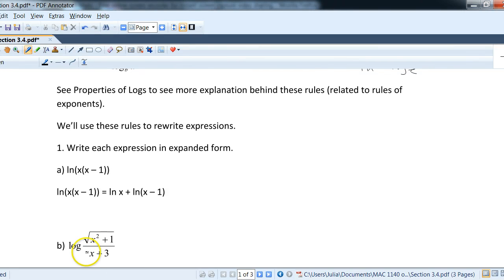Now let's take a look. What about something like this? Log of the square root of x squared plus 1 over x plus 3. So it's something more complicated. Well, first of all, it's a division, so we can actually break it up. Let's take a look.